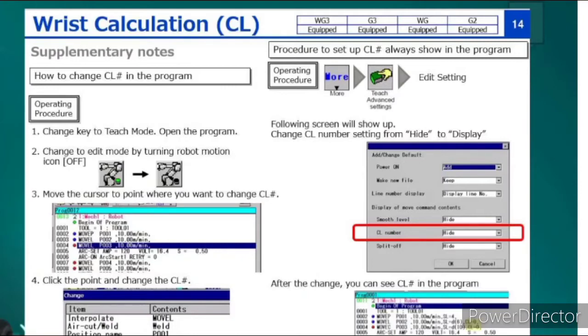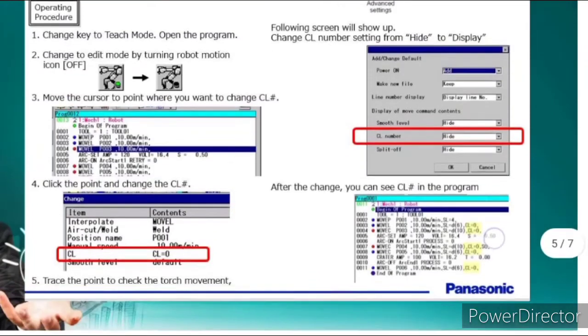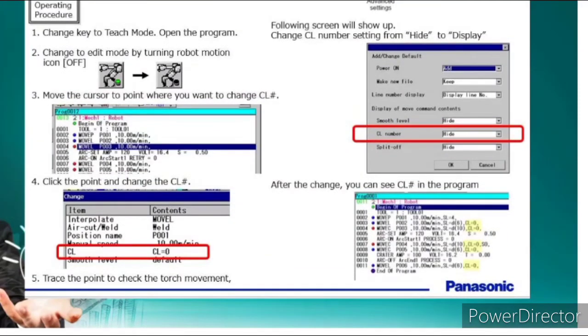Supplementary notes: how to change the CL in the program. This is very easy. As usual, change the parameter speed, same as you use the CLs. Then change to edit mode and turn on the robot motion icon. Move the cursor to the points where you want to change CL, click the CL here, and select the number as per your requirements.